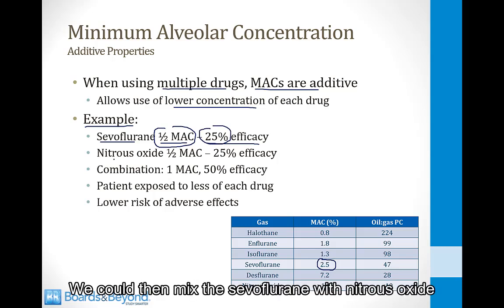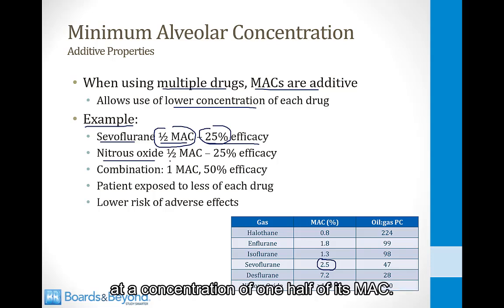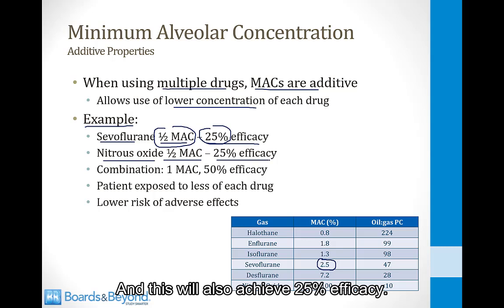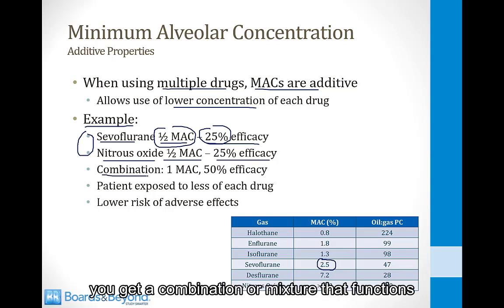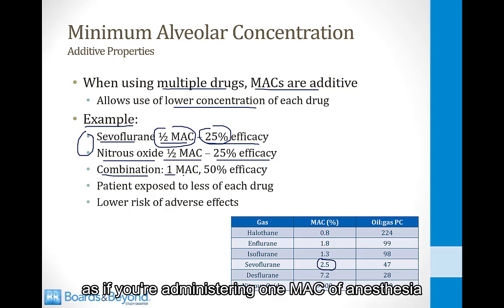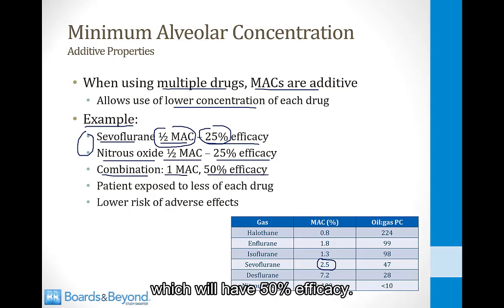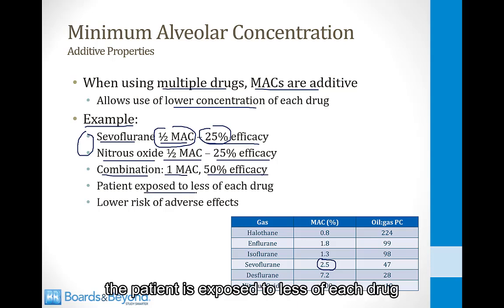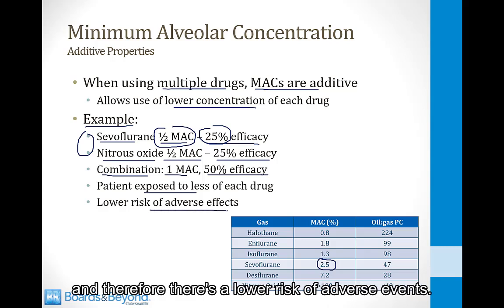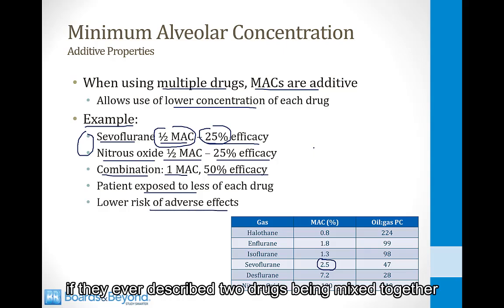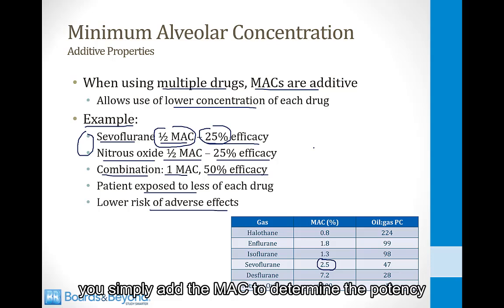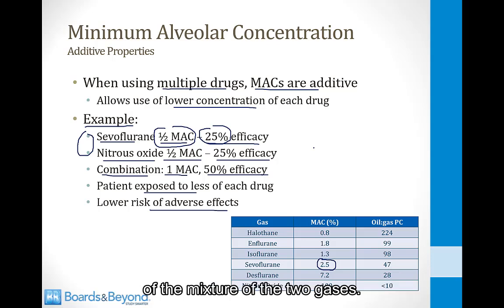We could then mix the sevoflurane with nitrous oxide at a concentration of 1/2 of its MAC, and this will also achieve 25% efficacy. So when you add these two drugs together, you get a combination or mixture that functions as if you're administering 1 MAC of anesthesia, which will have 50% efficacy. And by mixing gases like this, the patient is exposed to less of each drug, and therefore there's a lower risk of adverse events. So for your board exams, if they ever describe 2 drugs being mixed together, you simply add the MACs to determine the potency of the mixture of the 2 gases.